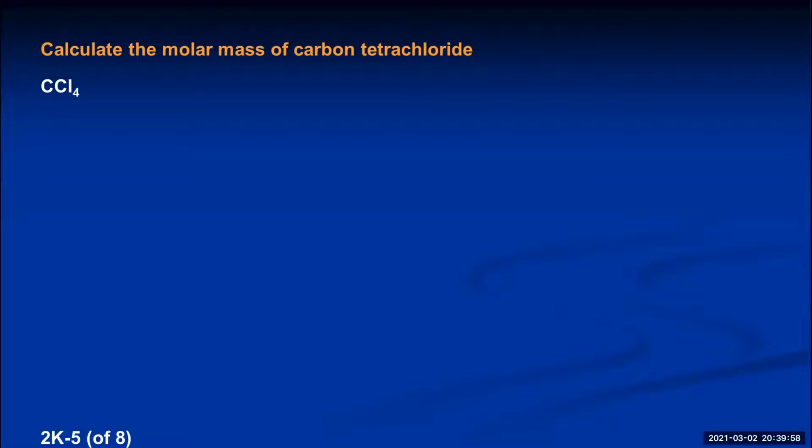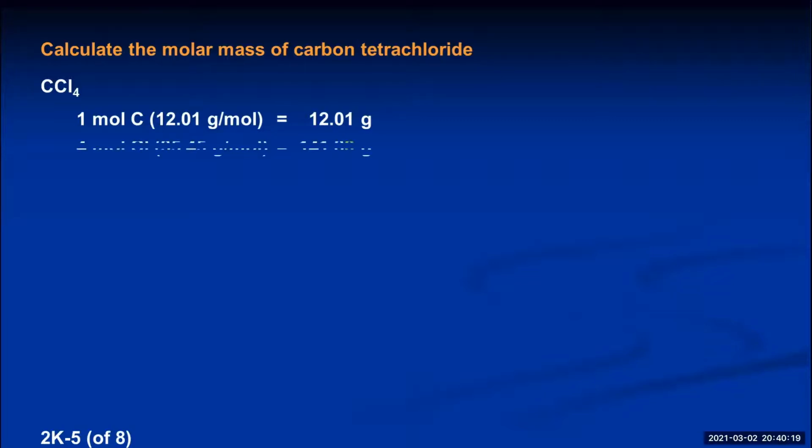So if this is the actual formula of the compound, you want to know what mass you need to weigh out on a balance to give you 1 mole of carbon tetrachloride molecules. So 1 mole of carbon tetrachloride contains 1 mole of carbon. So you go 1 mole of carbon multiplied by carbon's molar mass. 1 mole of carbon tetrachloride contains 4 moles of chlorine, and to get that mass, you go 4 moles of chlorine multiplied by chlorine's molar mass, which is 35.45.